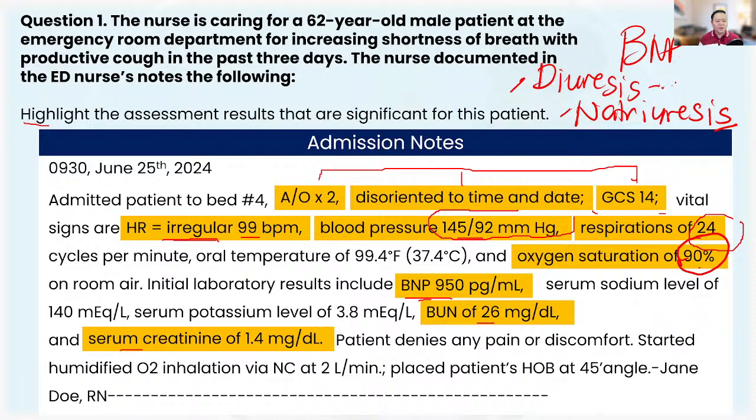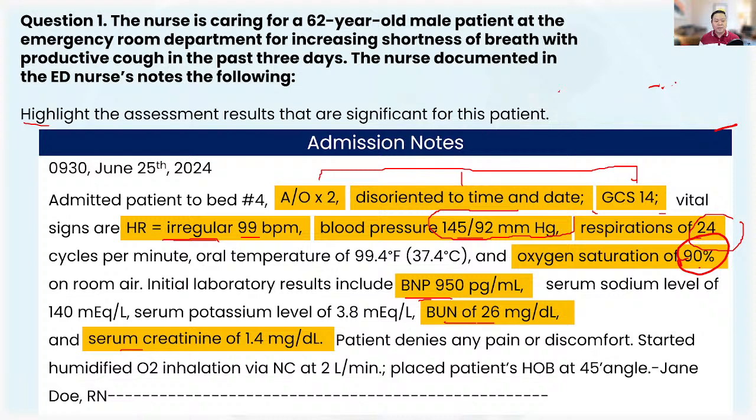Okay, another lab value, we have the BUN of 26 and creatinine of 1.4. These are abnormal values and indicate potential renal impairment, also possibly decreased renal perfusion. Remember the concept that I talked about in the renal topics? Remember congestive heart failure as one of the causes for renal failure. Because remember that, let me just write this down real quick.